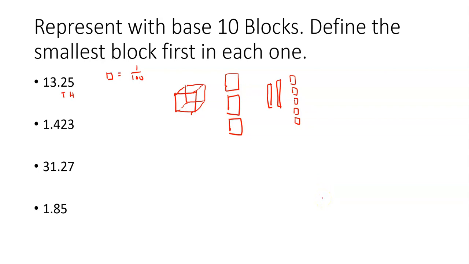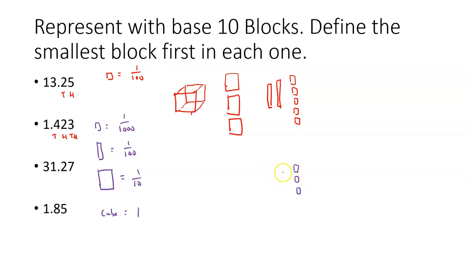All right, look at the next one. It's 1.423. So 1 and 423 what? Thousandths. So that means that in this problem, our smallest block is going to be worth 1/1000th. Otherwise, we're going to run out of blocks. So in this problem, our smallest block is worth 1/1000th. And then the rod is worth 1/100th. The flat is worth 1/10th. And the cube is worth 1.